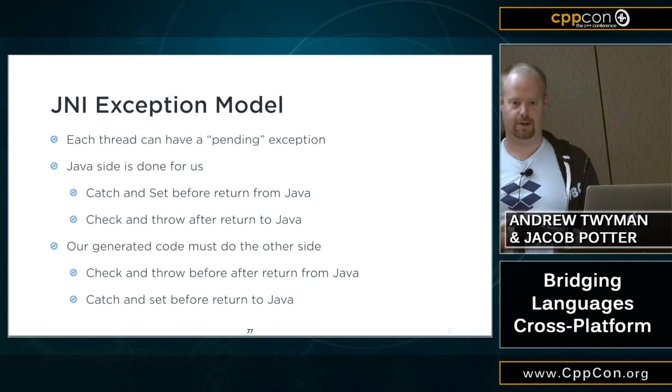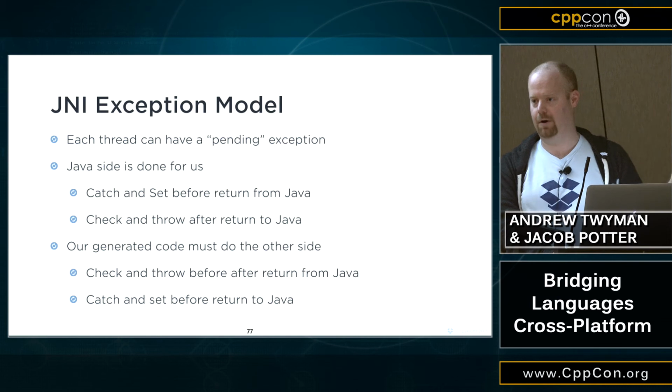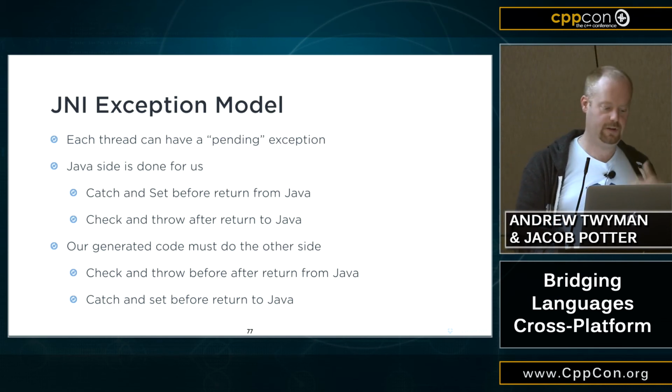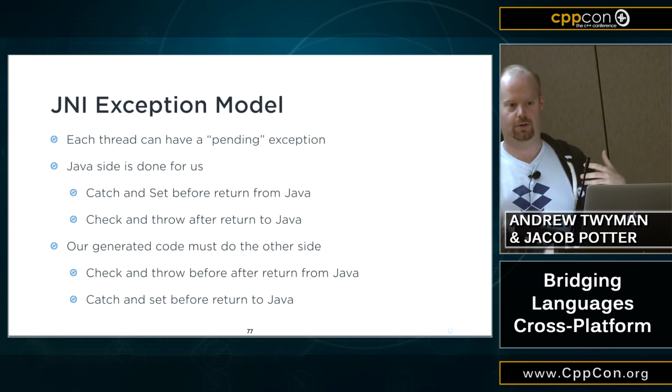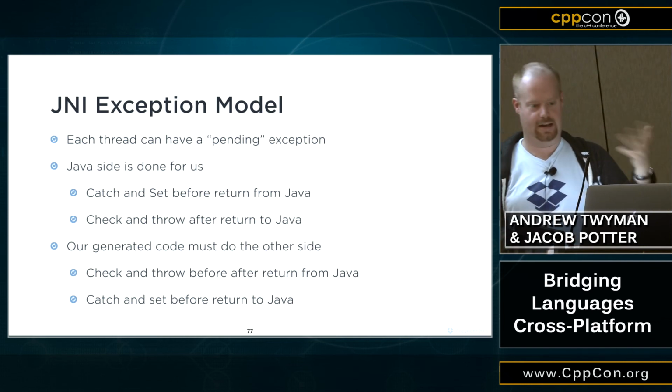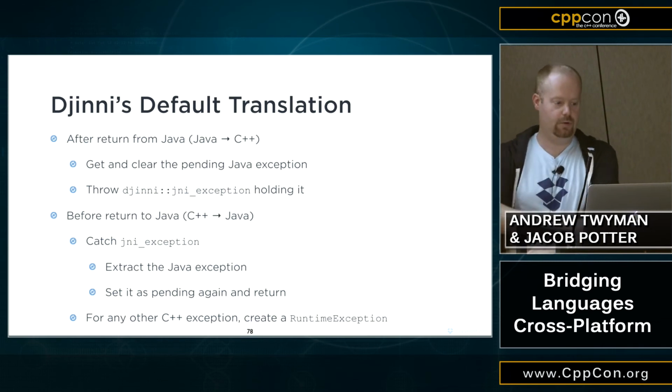The contract is very much like I described it for Python, except that the Java side is done for us. Java does it as part of JNI. The C++ side is not done for us, so our generated code still has to use the JNI methods to check the exception state and set the exception state. Djinni will do a default translation for you.